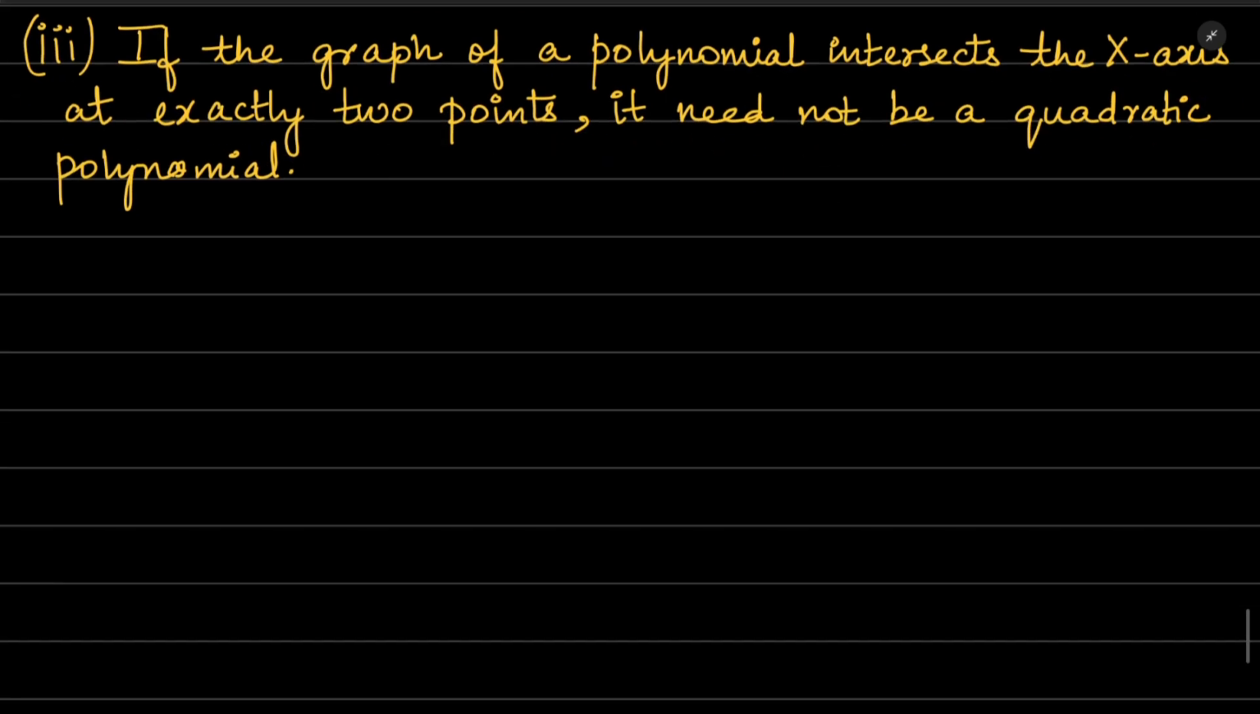Next one. If the graph of a polynomial intersects the x-axis at exactly 2 points, it need not be a quadratic polynomial. Is it true or false? See, whenever the graph of a polynomial intersects the x-axis at exactly 2 points, it need not be a quadratic polynomial. So it is true. It may be a quadratic polynomial, it may not be. The answer is true.